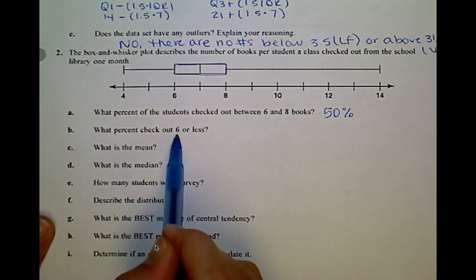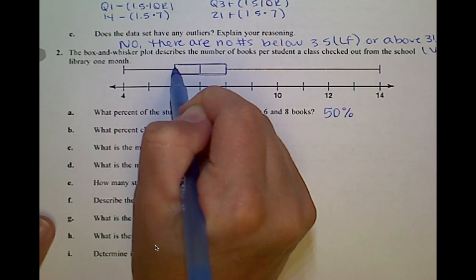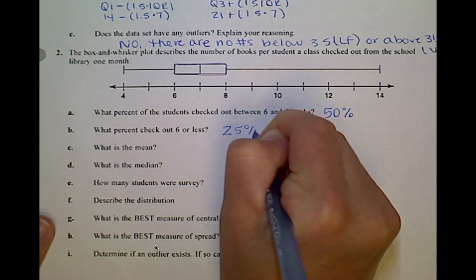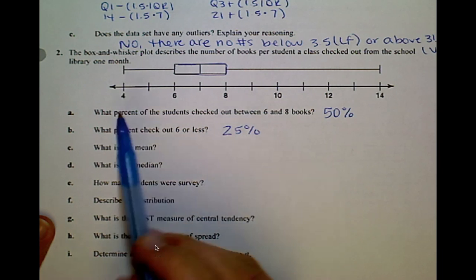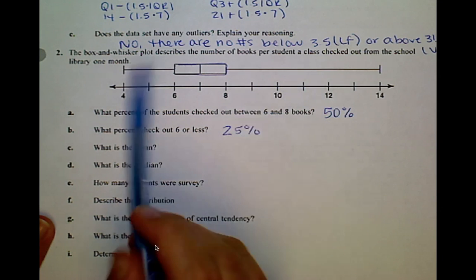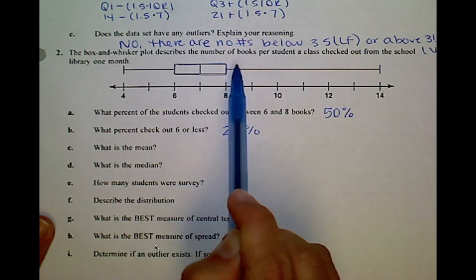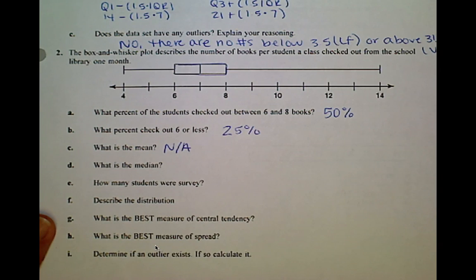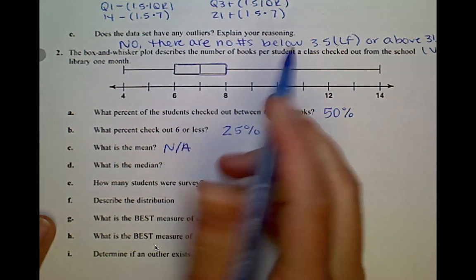What percent checked out 6 or less? Well, that is right here to the left. So that's only 1/4 of the graph, so that would be 25%. What is the mean? Remember, box and whisker plot, it only shows us the min, Q1, the med, Q3, and the max. So it's actually not available. What is the median? It's right here at 7.